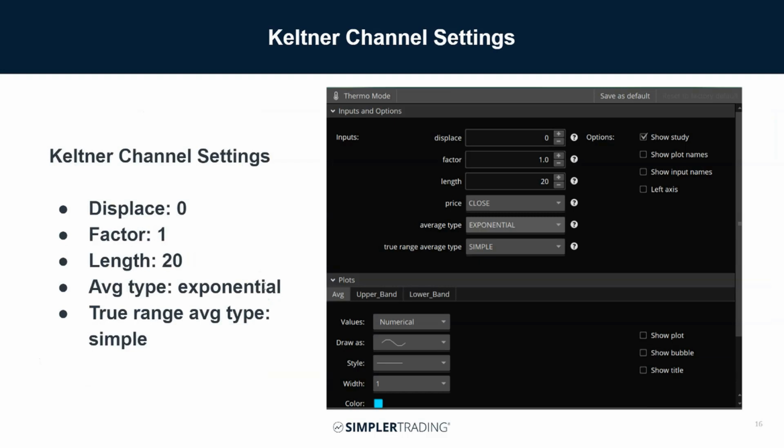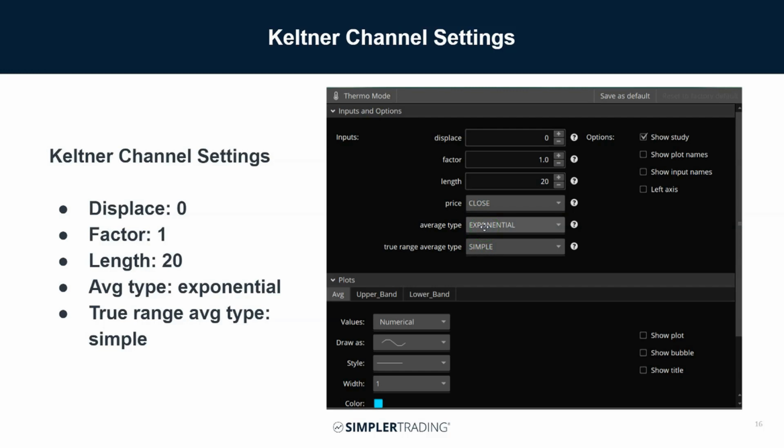So for those of you who have Thinkorswim, to set your Keltner channels up, you're going to want to do this 3 times, one for each of the 3 different sets. So here's the settings I have on Thinkorswim: displace of 0, factor of 1, and then a length of 20. The only tweak you want to make to how Thinkorswim does this by default, change the average type to exponential. Keep true range type to average, change the average type to exponential. And that's all you got to do.